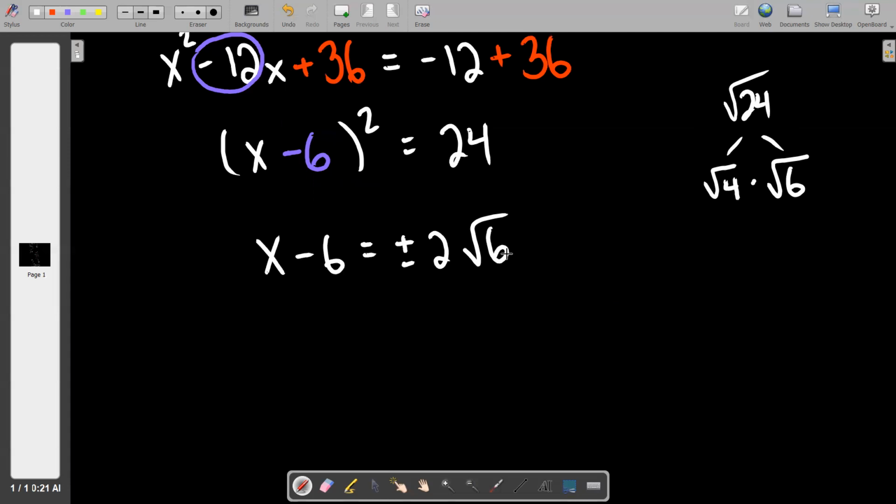And then the final step, move this minus 6 and tuck it right there and rename it as positive 6 when you do that. So you get x equals positive 6 plus or minus 2 root 6.